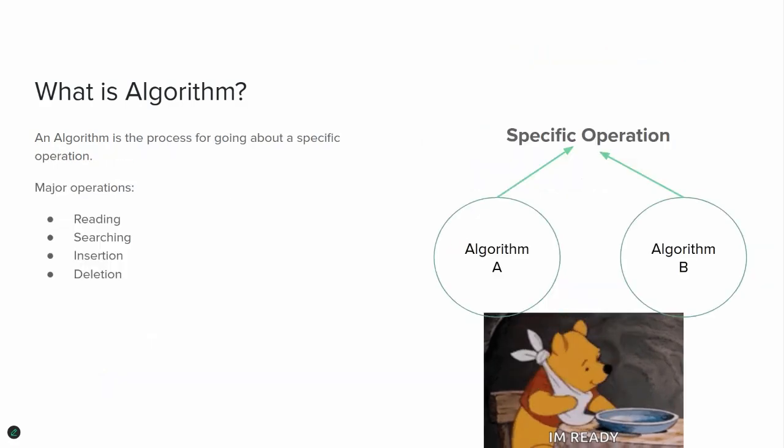The major operations that you perform with an algorithm, as we mentioned before, are reading, searching, insertion, and deletion. For a specific operation, there are multiple different types of algorithms that you can use to achieve a specific purpose. The importance of this, and why we're here right now, is to discuss how we go about selecting the best one for the specific operation.